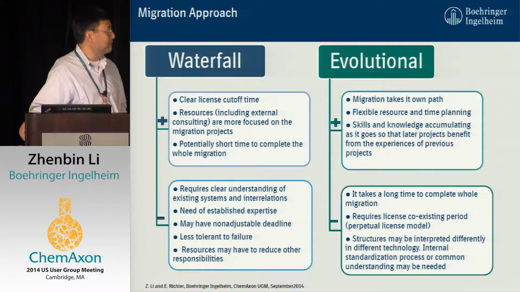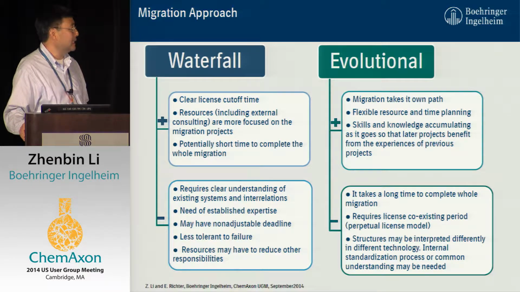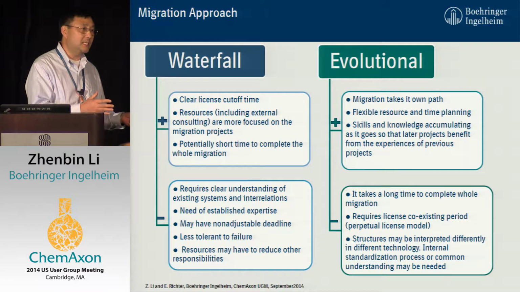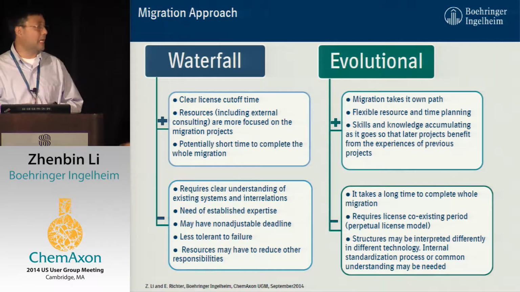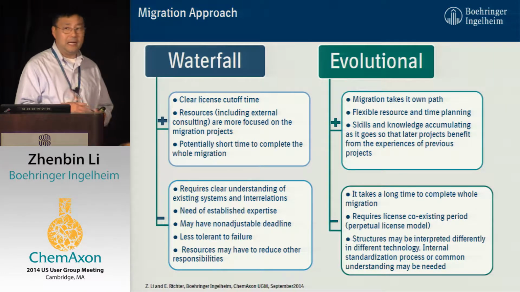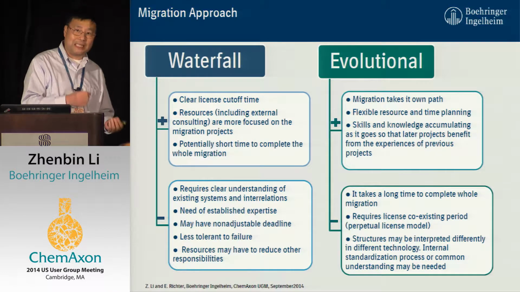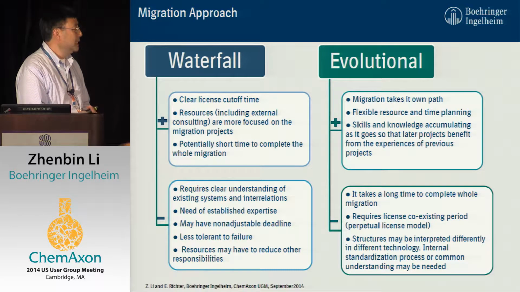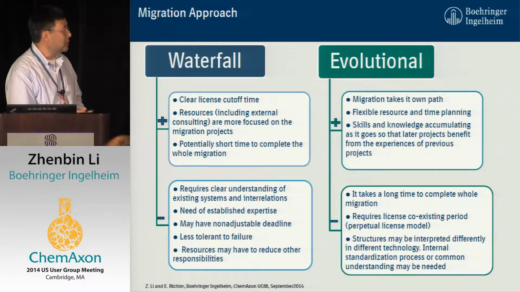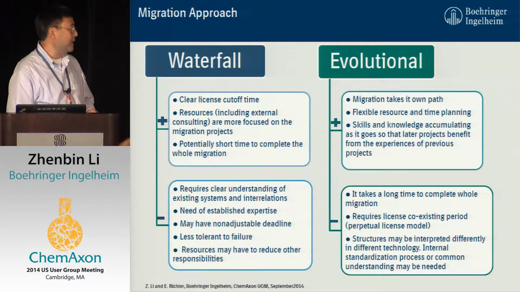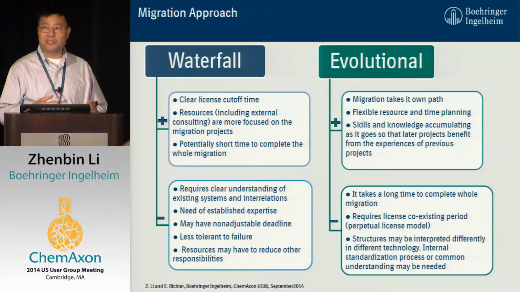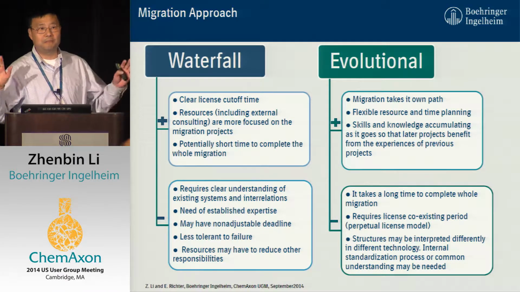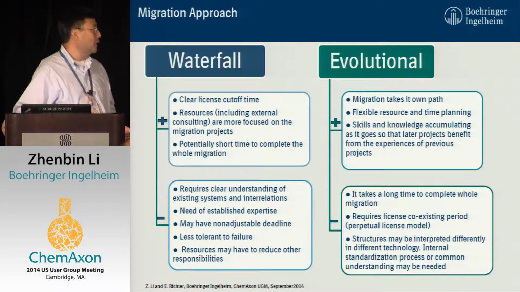But the advantage of a waterfall is that we have to have a team that really understands what the existing system is and what the ChemAxon technology is. The reality is, as you may know, our company probably did not have enough skill set to really fulfill that. Plus, I think the disadvantage of a waterfall is very low tolerance to failure, and also our resources are not normally 100% focused on these things. We have so many other systems we have to keep the lights on. So there's no way we can do that.